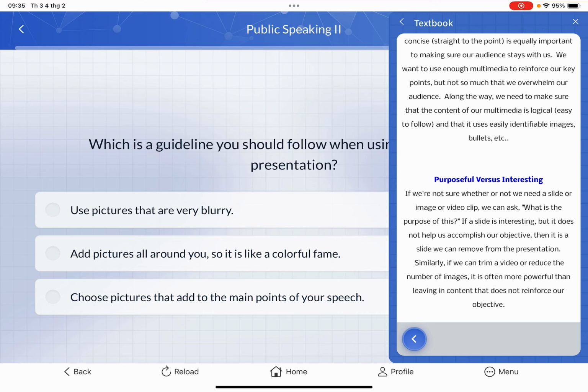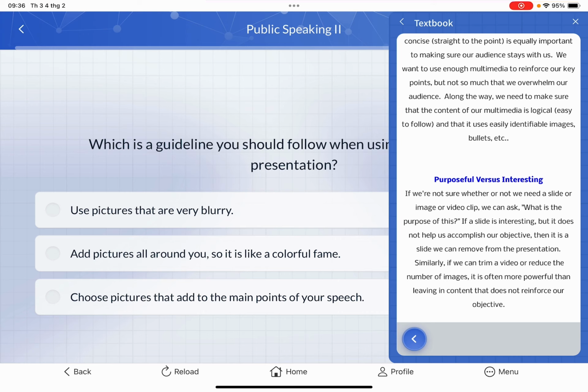Okay, so if we're not sure if we need a slide or not, we can ask ourselves, do we need a slide, or an image and video clips, stuff like that. We can ask ourselves, what is the purpose of this? Okay, if a slide is interesting, but it does not help accomplish our objective, then it is a slide we can remove from the presentation. Similarly, if we can trim a video or reduce the number of images, it is often more powerful than leaving in content that does not reinforce our objective.